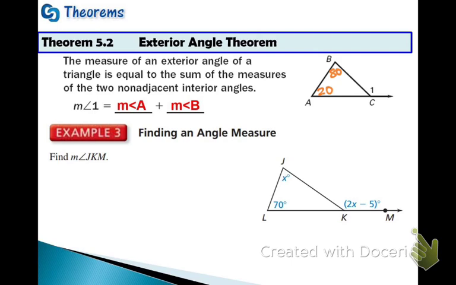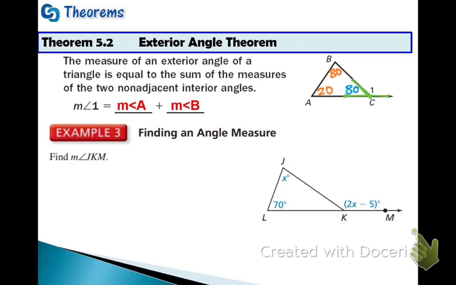180. How many do I already have? 100. So how much is left for this? 80. Okay? What relationship, so we're trying to find the measure of the exterior angle. What relationship do these two angles have? They are adjacent. What else are they? Supplementary, which means they are a linear pair.